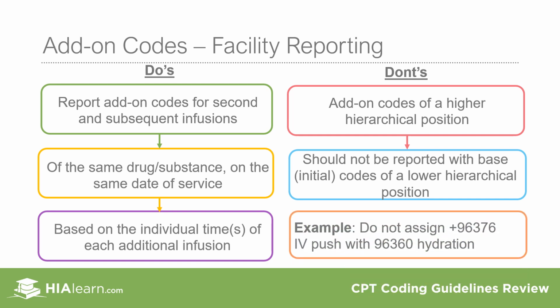For example, add-on code 96376, therapeutic, prophylactic, or diagnostic injection, each additional sequential intravenous push of the same substance or drug provided in a facility is primary in the hierarchy to 96360, intravenous infusion of hydration, additional 31 minutes to 1 hour.